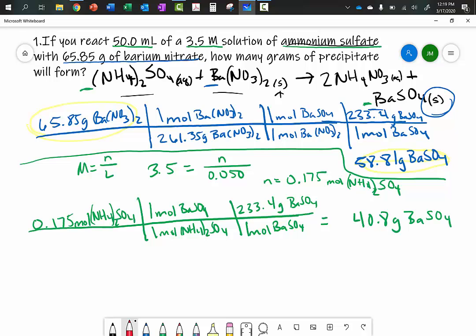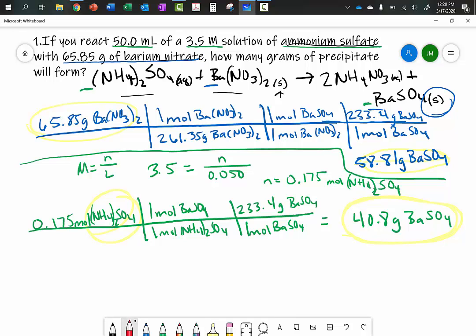All right, so now let's see what do we do? Why do we do it? We found out that if I reacted my 50 milliliters of a 3.5 molar solution of ammonium sulfate, this is how many grams of barium sulfate I would make. Okay. Why did I do this? I did this because I want to find my limiting reactant. So my limiting reactant here is going to be whichever one produces the least amount. Why? Because once I'm out of this reactant, that reaction is going to stop. So which one produced the least amount? It's going to be my ammonium sulfate.